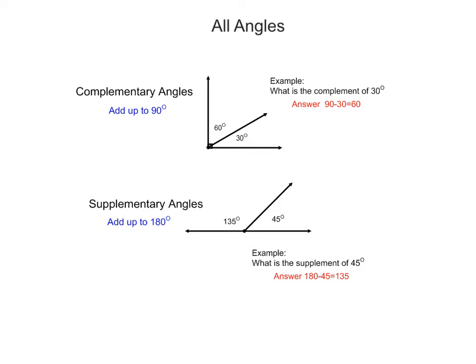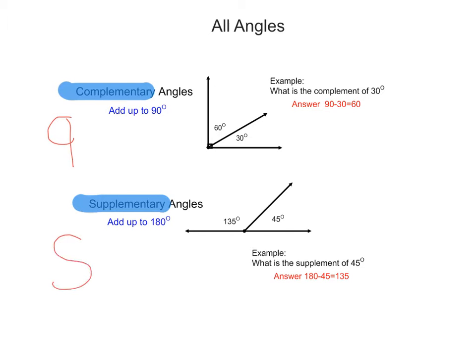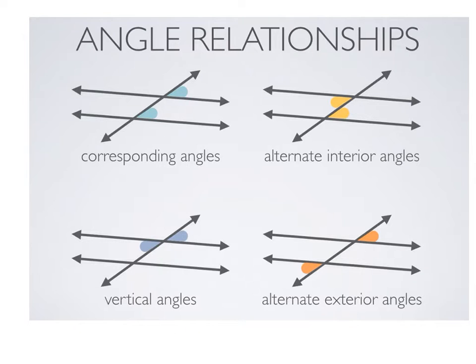The first one is thinking of it alphabetically. Complementary comes before supplementary, therefore it's a less than. Supplementary, or S, comes after C, so therefore it would be bigger. Or you can remember that if you start with a C, you can turn that into a 9. Or if you have an S for supplementary, you could add to it and make an 8 for 180. So you would have a C that turns into a 9 for 90, and then an S that turns into an 8 for 180. Why do you have to make those?